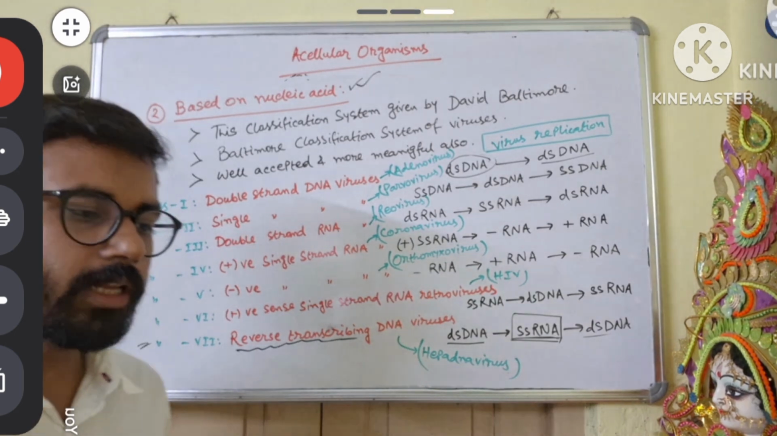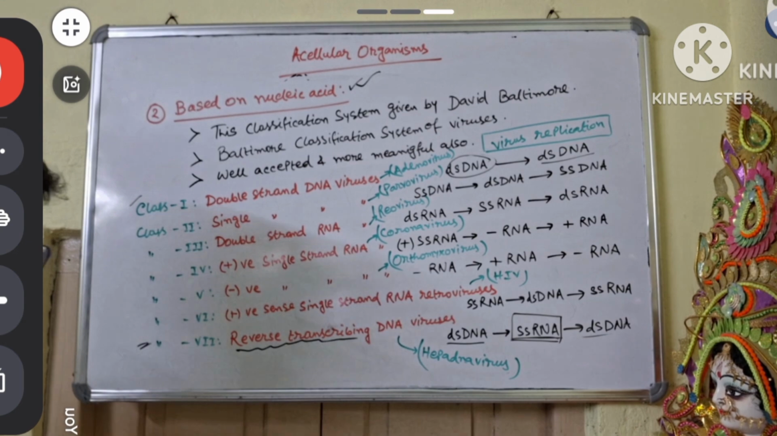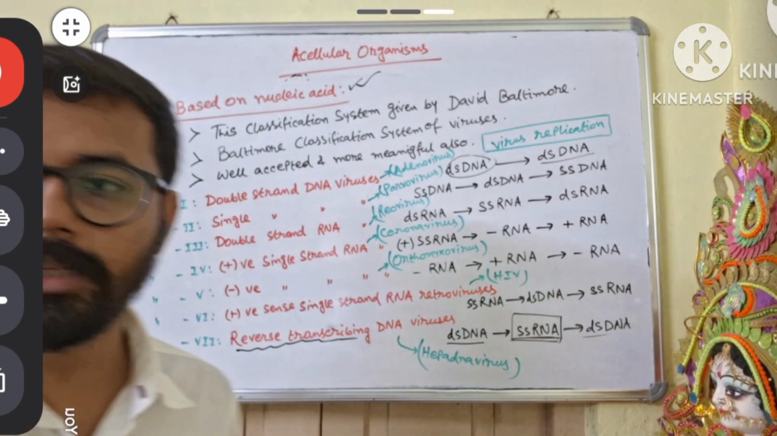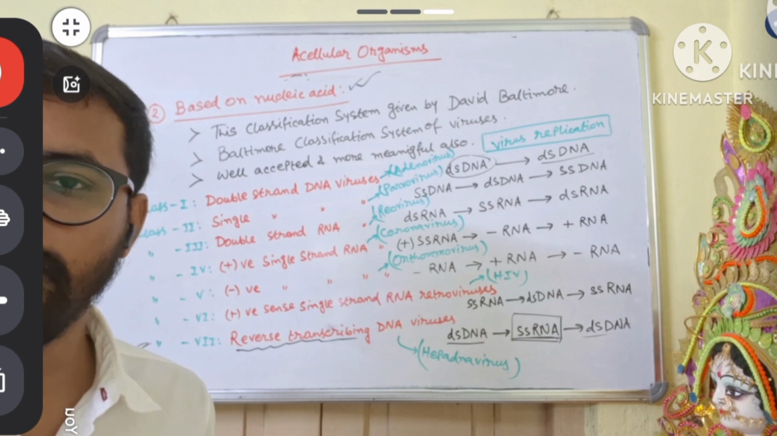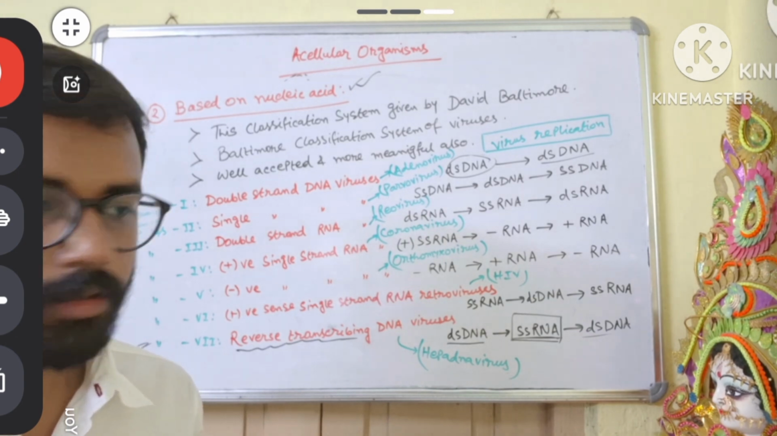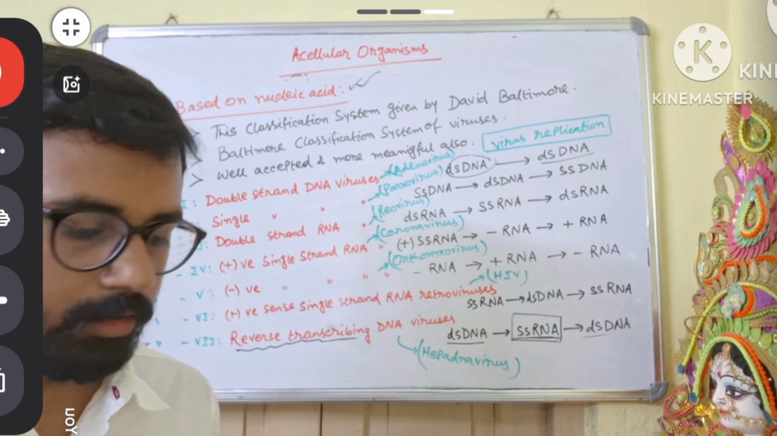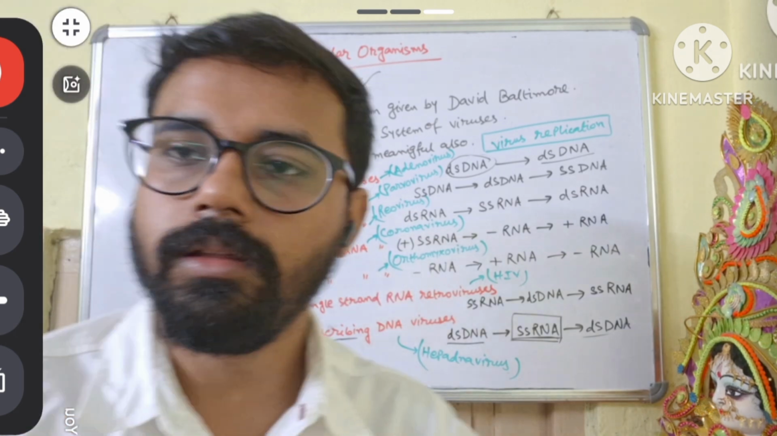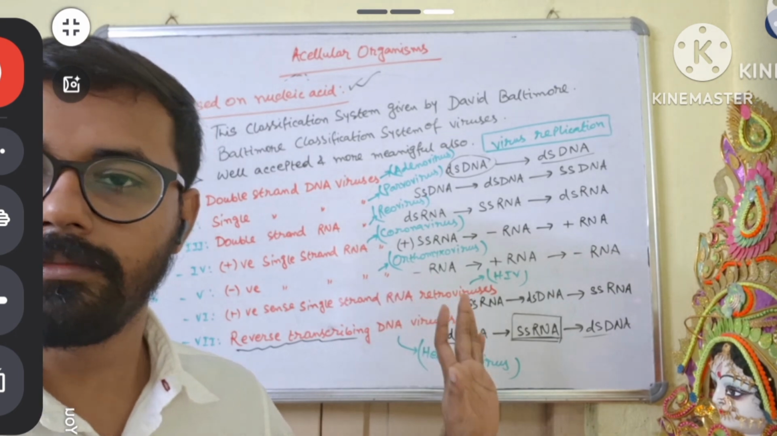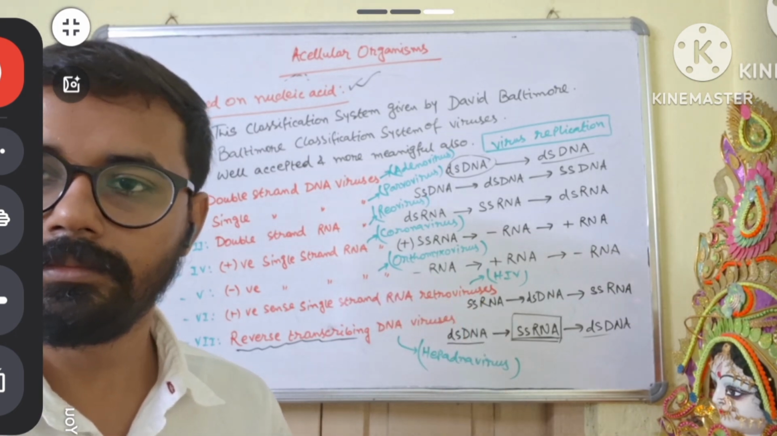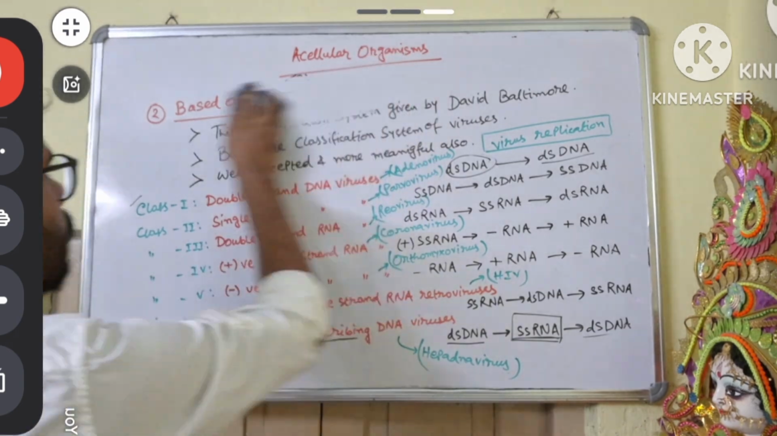So based on nucleic acid structure, the classification with examples is done, which is called the Baltimore system of classification. Any question? Can we move into the third system, third classification? Any question? All clear? Yes, sir. Okay. Third type.